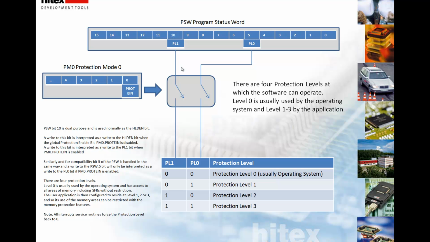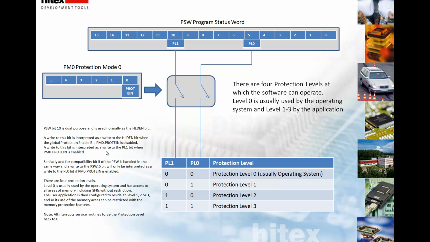So this bit is only applicable to the memory protection unit when the whole memory protection unit is enabled, and the most significant bit in the protection mode 0 register is the global enable bit for this register. So when this bit is 1, a write to bit 10 of the program status word is effectively a write to the PL1 bit within the memory protection unit. Similarly, a write to bit 5 is a write to the PL0 bit within the memory protection unit. Bit 5 is not shared, but for compatibility with bit 10, the write to PL0 is only allowed when the memory protection unit is globally enabled.